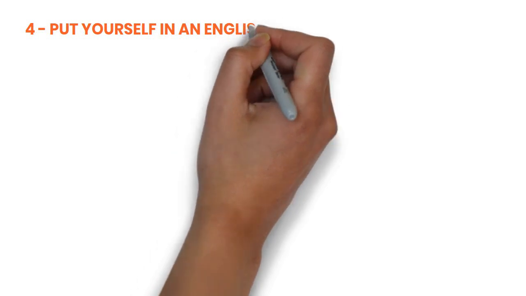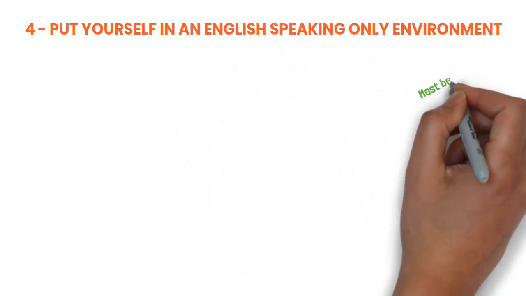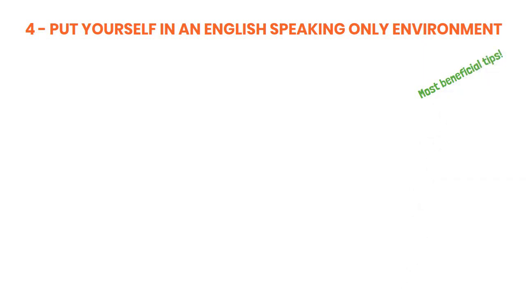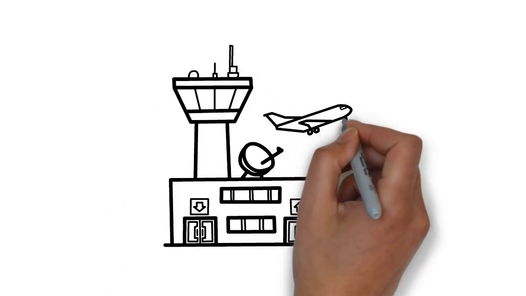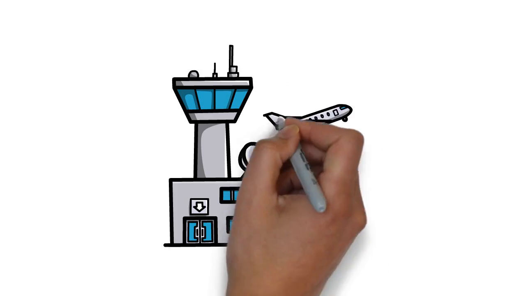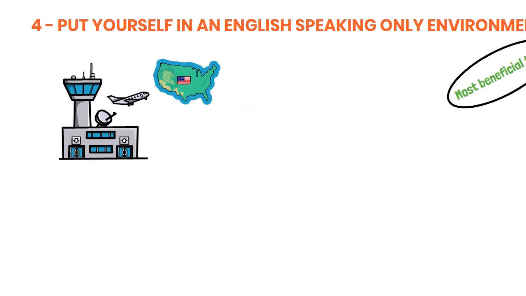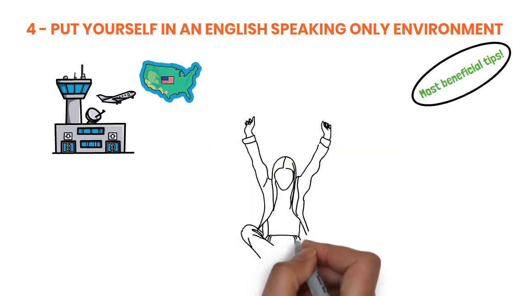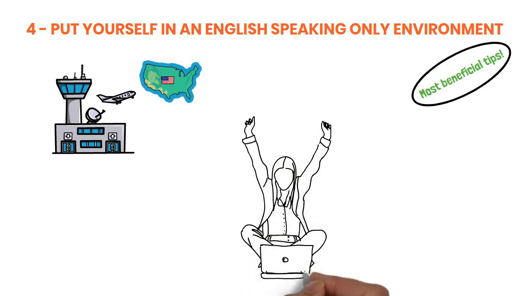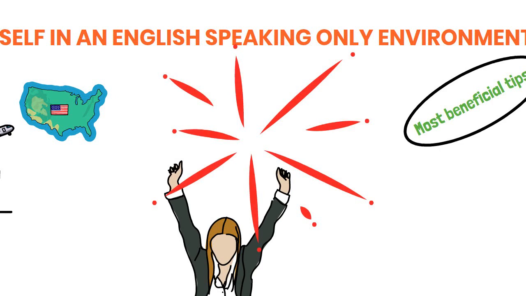Number 4. Put yourself in an English-speaking only environment. This will be one of the most beneficial tips I can give you. There is no better opportunity than to immerse yourself in a situation with only English speakers. If you have the opportunity to visit an English-speaking country, that would be extremely helpful. But if that's not possible, then try online. There are lots of amazing apps and platforms that offer language exchange or lessons online where you can only speak in English, and this will be very valuable for your learning process.